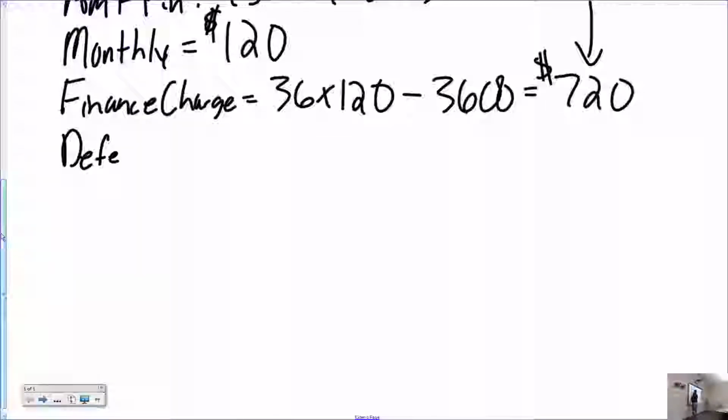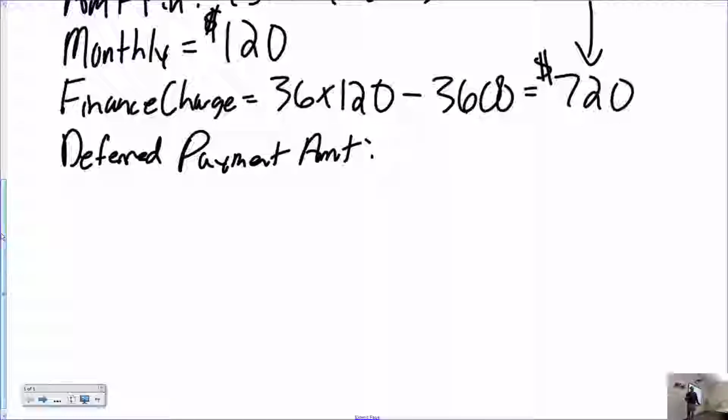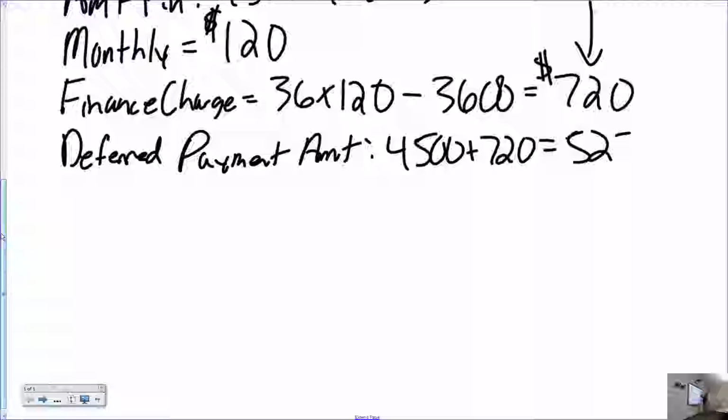Technically, I didn't ask for this, but what's the deferred payment amount? How much am I really paying for this snowmobile? How much am I actually paying for it? $4,320. Right, price plus the finance charge. Don't add the amount financed plus the finance charge.